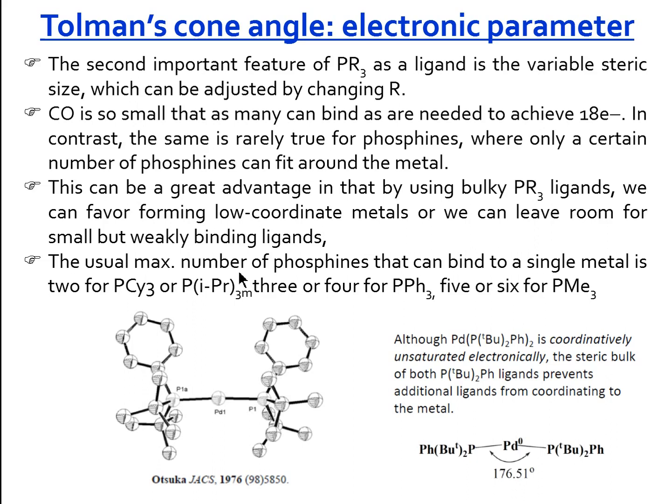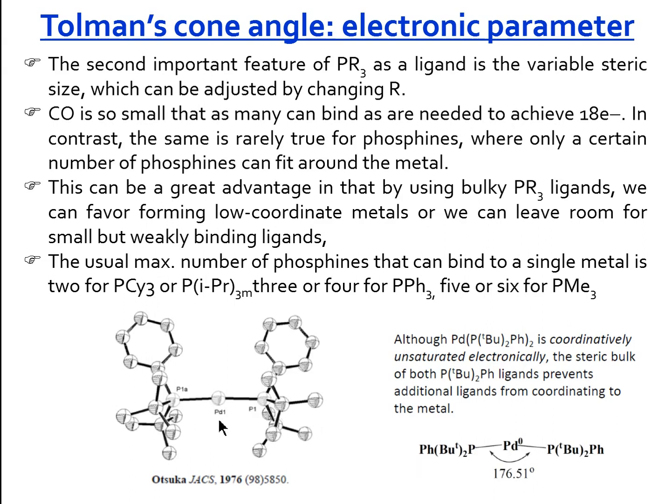The usual maximum number of phosphines that can bind to a single metal is, in general, and we have exceptions, 2 for tricyclohexylphosphine or triisopropylphosphine, and we have 3 or 4 triphenylphosphine around a metal. We can have up to 6 P-methyl-3 around the metal.